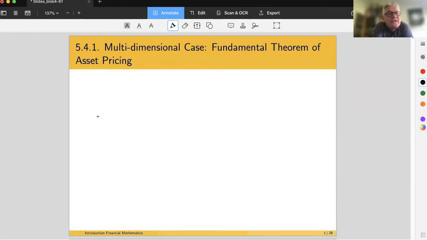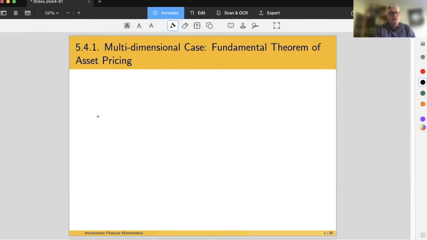And we have reached section 5.4.1. And basically we go to the multidimensional case. So we will generalize the statements that we have seen in the previous chapter and in the previous sections to a multidimensional setting. And we will end up with the fundamental theorem of asset pricing.